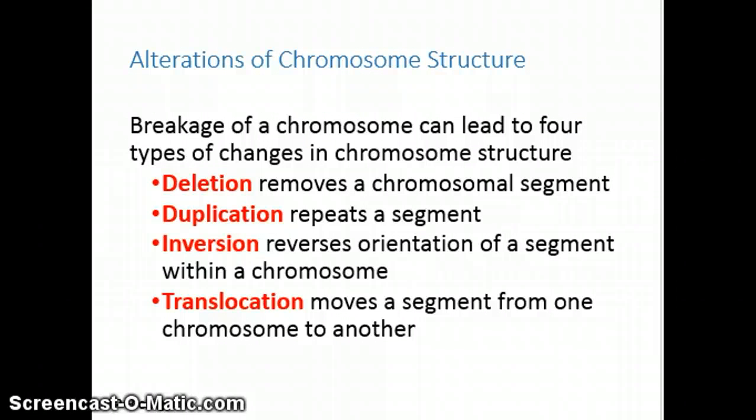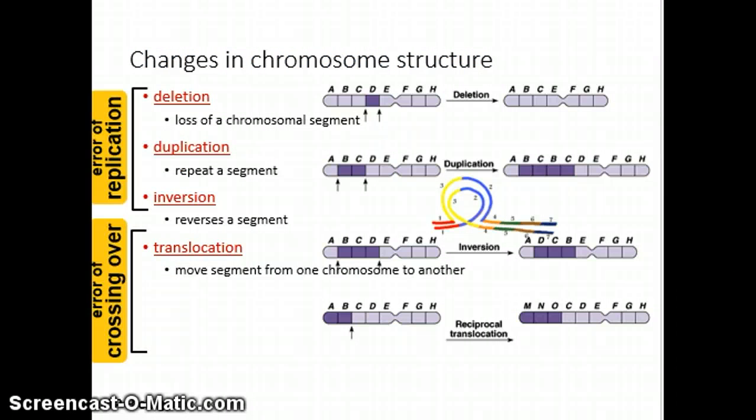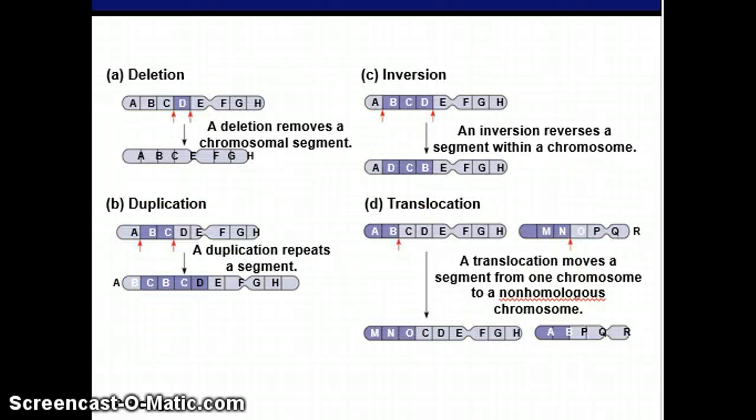So these are 4 of the types of chromosome alterations. There's deletion when you remove a chromosome segment. There's duplication when you repeat a segment. There's inversion when you reverse the orientation of a segment, or translocation when you move one segment from one chromosome to another. These are pictures showing that. You can pause and take a look at this. And finally, you can see here another picture showing the different types of chromosome changes that result in chromosome abnormalities or genetic abnormalities.